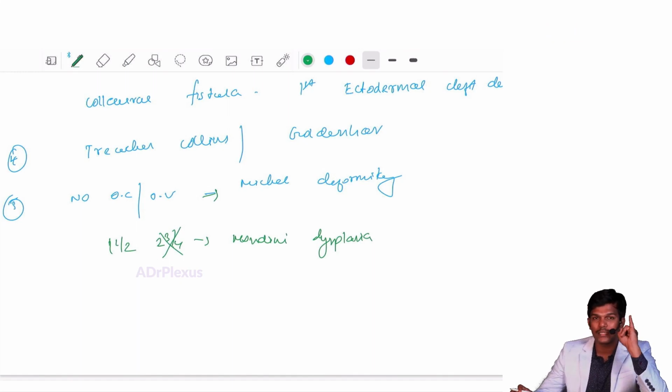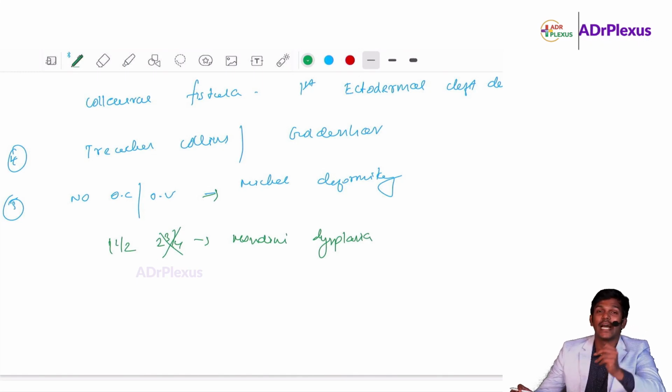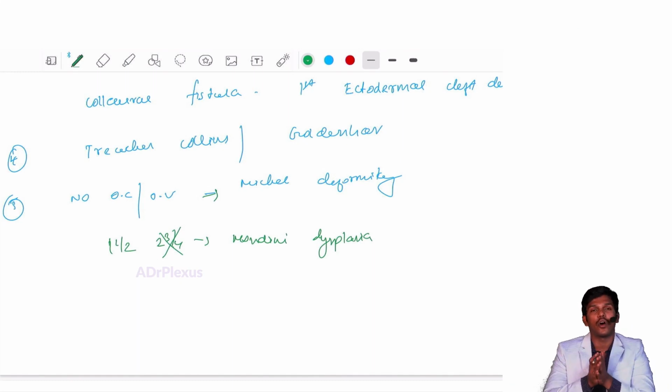Prussak's space, most common site for cholesteatoma. Facial recess, used for insertion of electrodes in cochlear implant for reaching the round window. Sinus tympani, most common site for residual cholesteatoma. That completes our discussion on embryology and anatomy of the ear.